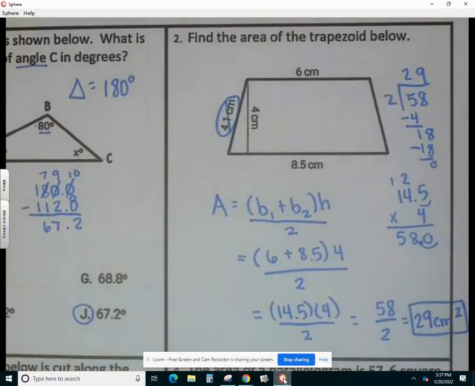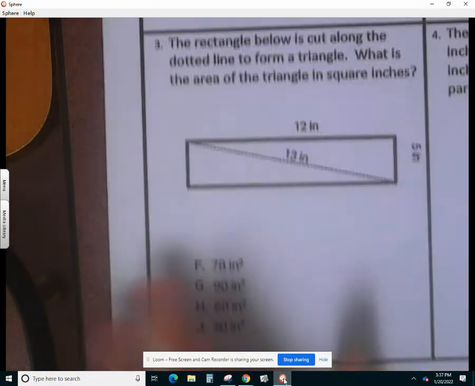And I know I'm going kind of fast because I want the video to be short, so you can always pause the video, go back and look at things that I've done if you need to go a little bit slower. Number 3 is about the area of a triangle.